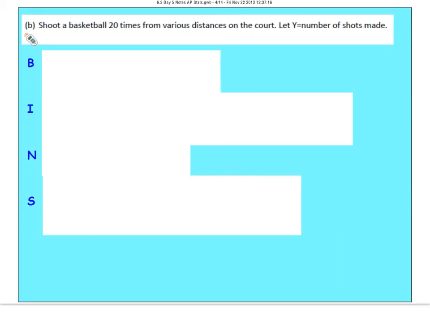Next example. We shoot a basket 20 times from various distances on the court. Let Y be the event, the number of shots that we made. Okay, is this considered to be binary? Is there a direct success and failure?